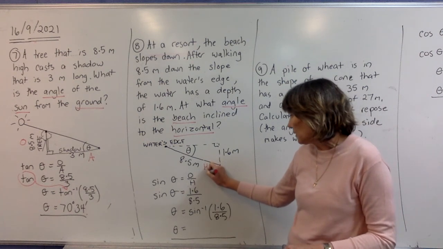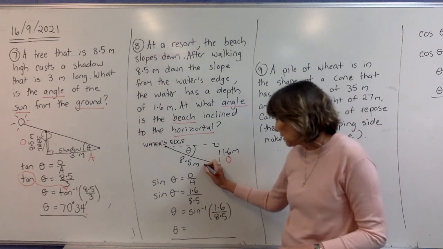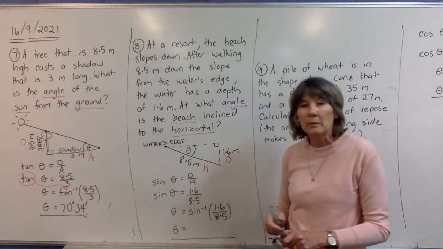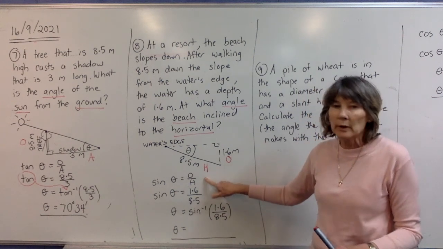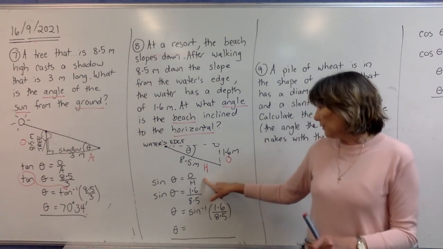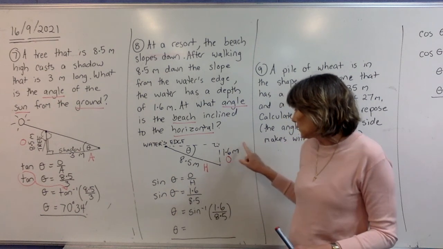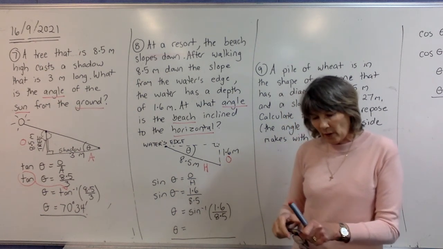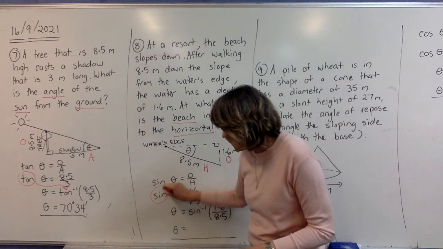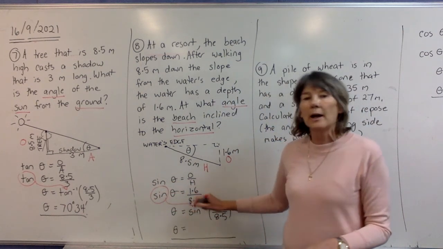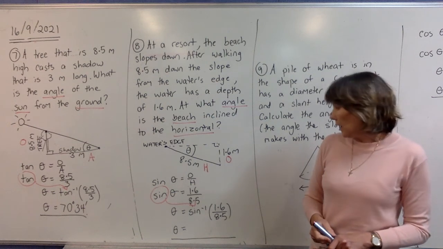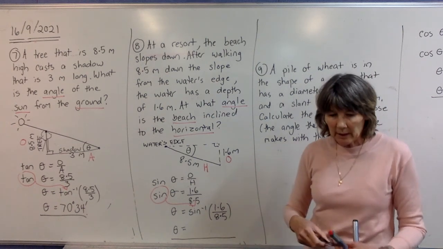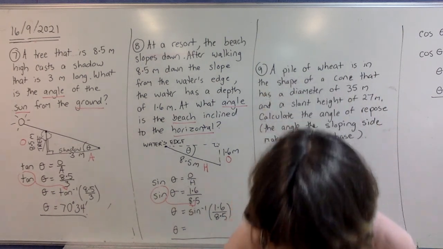This is our hypotenuse, and this is our opposite side. So we must be dealing with sine. Sine theta equals O over H. Put everything in, and we have sine theta equals 1.6 over 8.5. And now we're finding theta, so we're going to get rid of the sine. Come to the other side and do inverse sine. So we put this in our calculator. You can all do it yourself, and let's see what we get.